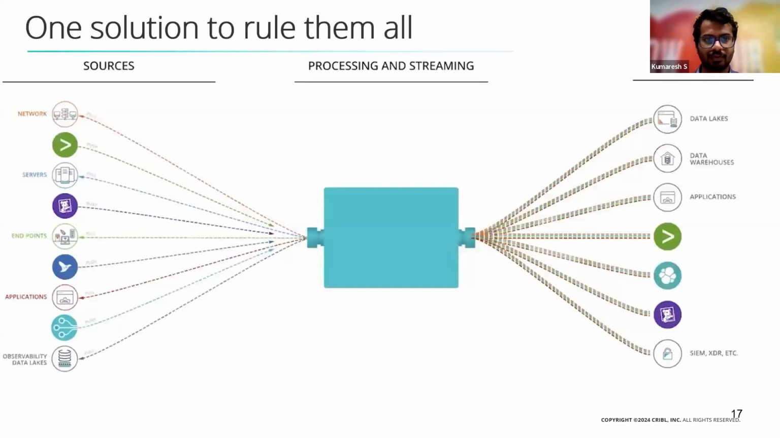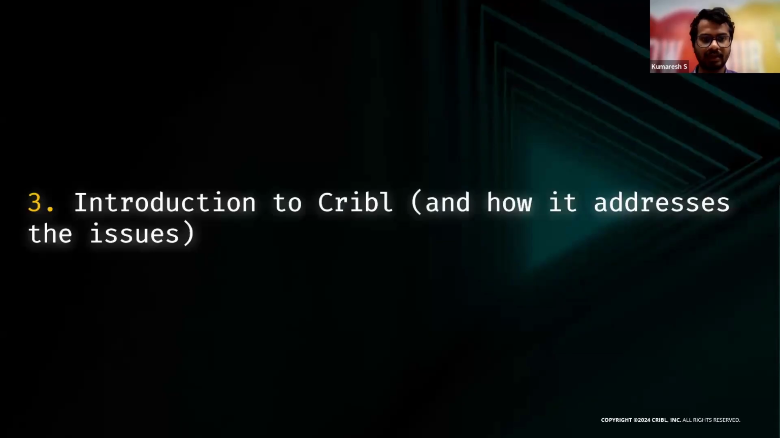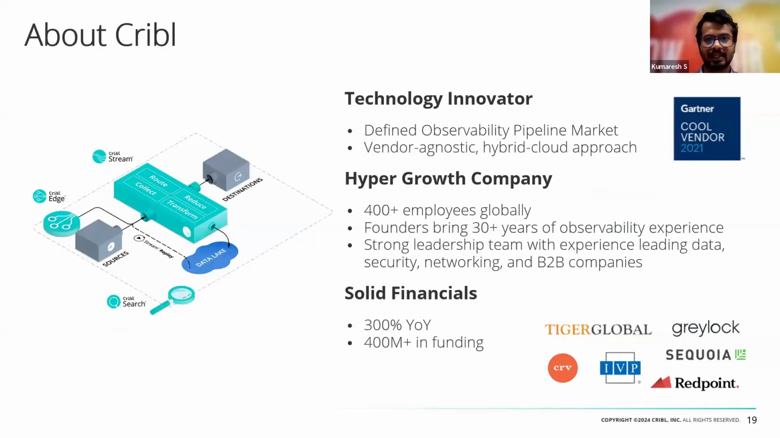Now, what if there is a single solution which sits between sources and destinations and acts as the data pipeline, so that everything is consolidated through the single solution and all the data flows through this pipeline to the destination of your choice? And that is called Cribl Stream. Now, let me give a quick introduction of what exactly Cribl is. Cribl as a company is a technological innovator. They have defined the observability pipeline market, and they are known for being vendor agnostic and for their hybrid cloud approach.